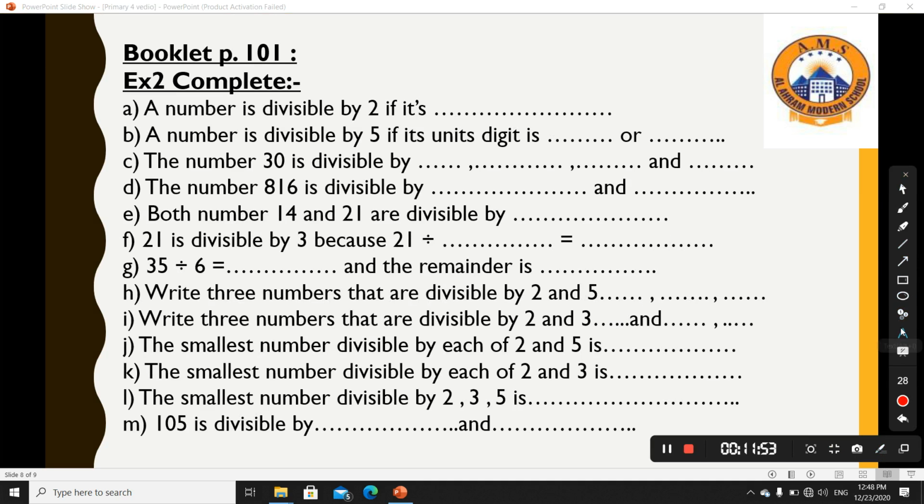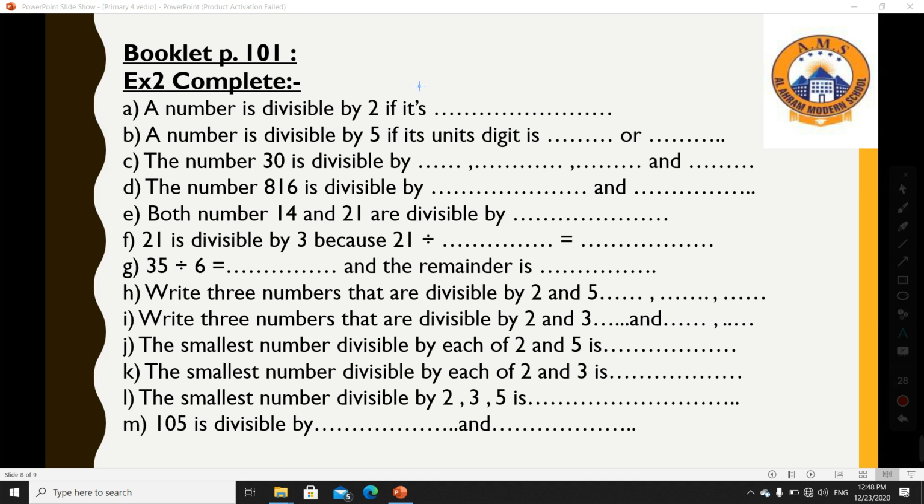Now, a number is divisible by 2, who can tell me? Yes, if it's an even number. Super. A number is divisible by 5 if its unit digit is what? Who can tell me? Yes, if it's 0 or 5.